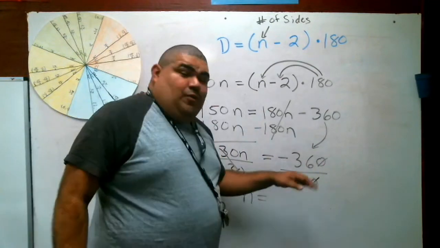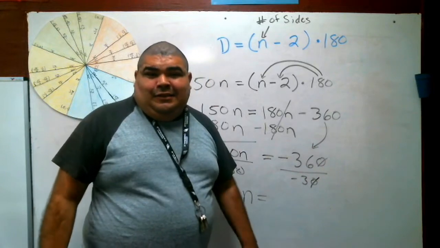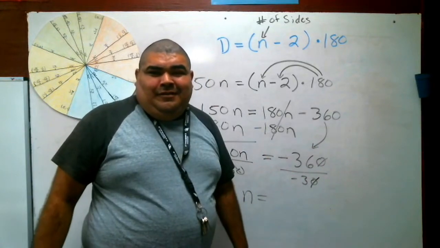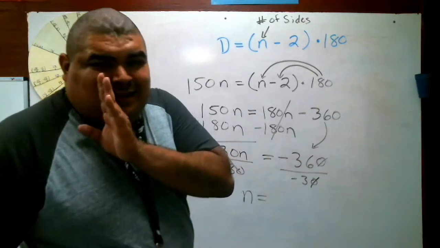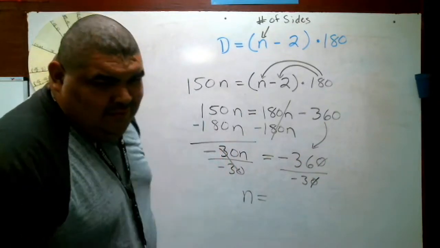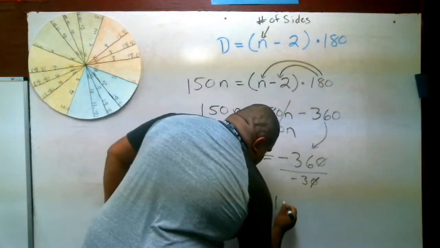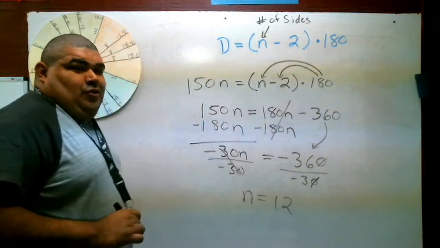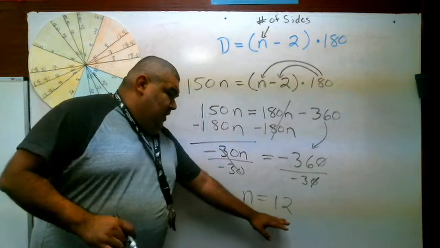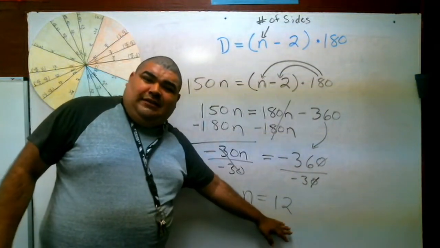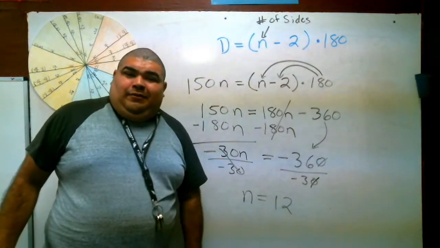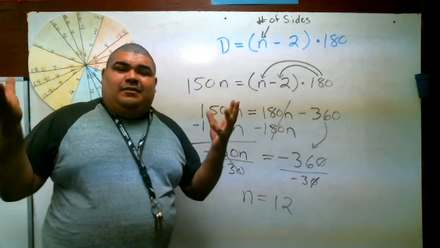So 3 can go into 36. Does anybody know? Hint, hint. It's 12. Anybody? 12, right? So how many sides does this shape have with 150 degrees? 12. And that's it. We solve for the variable.